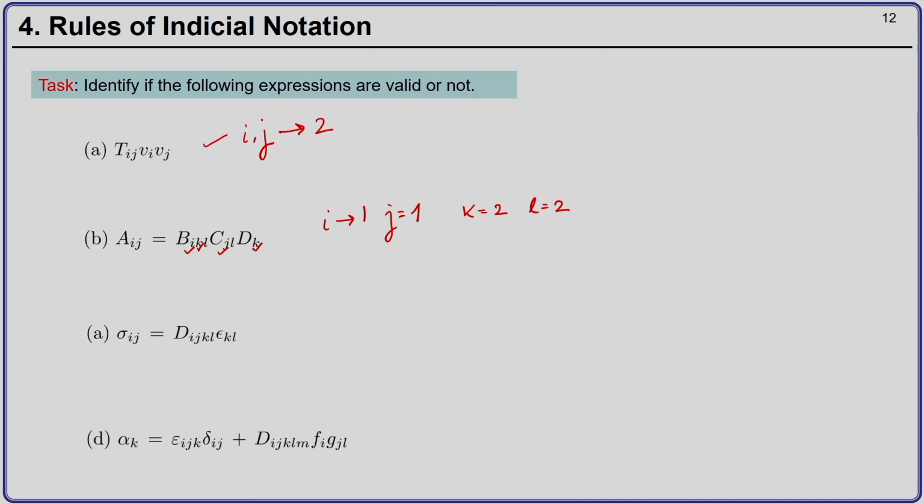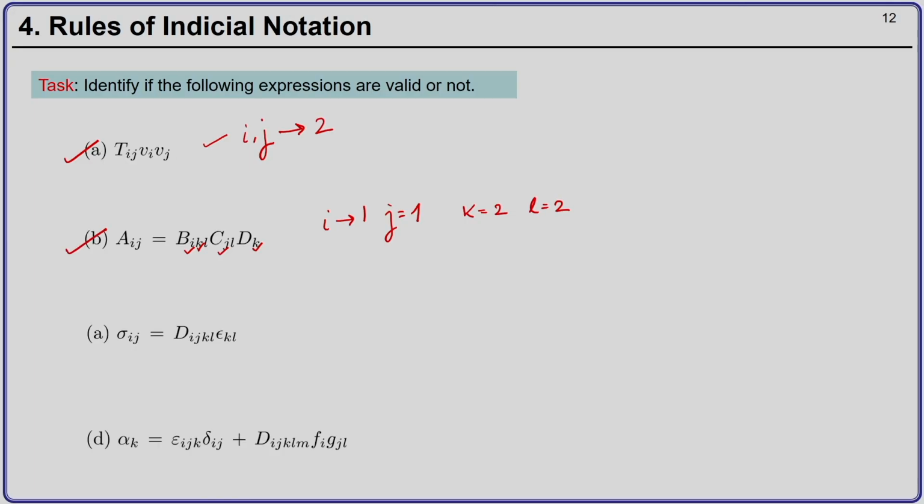So, we have free indices i and j occurring in all the symbol groupings, and the repeated indices k and l in the second symbol group repeated twice. So, all the 4 rules are followed. So, this expression also is a valid expression.